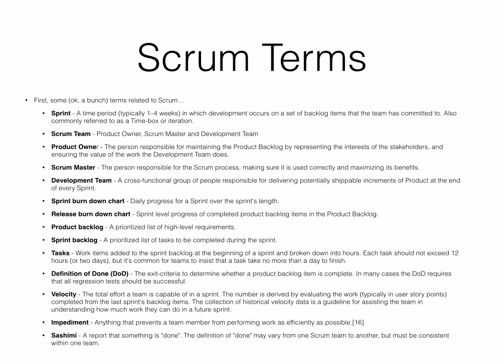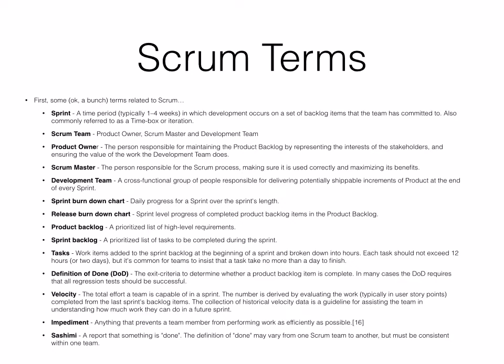We've talked about this next term on the Scrum terms list, impediment. That's anything that prevents a team member from doing what they need to do, from completing tasks, from working as efficiently as possible. And the last term I have on here is kind of a funny one, and that's sashimi. That's an actual report that something is done, verifying that your task or a product backlog item is done for stakeholders to be able to view. So the definition of done may vary from one Scrum to another, but what this actually means must be consistent within the team.